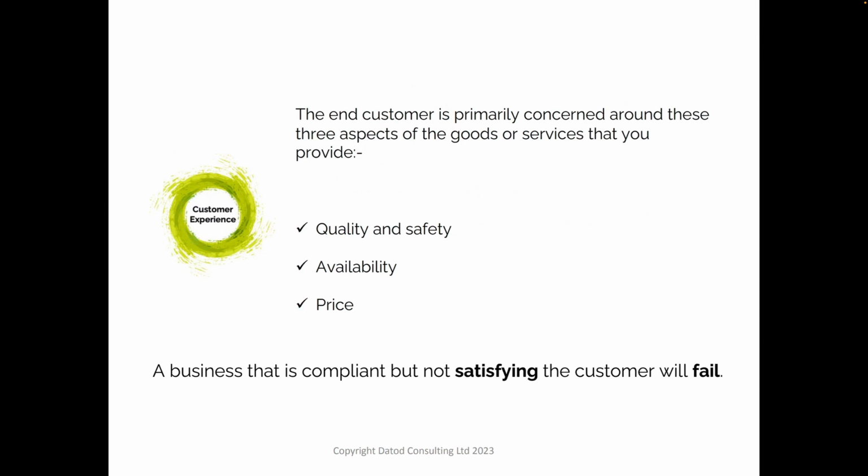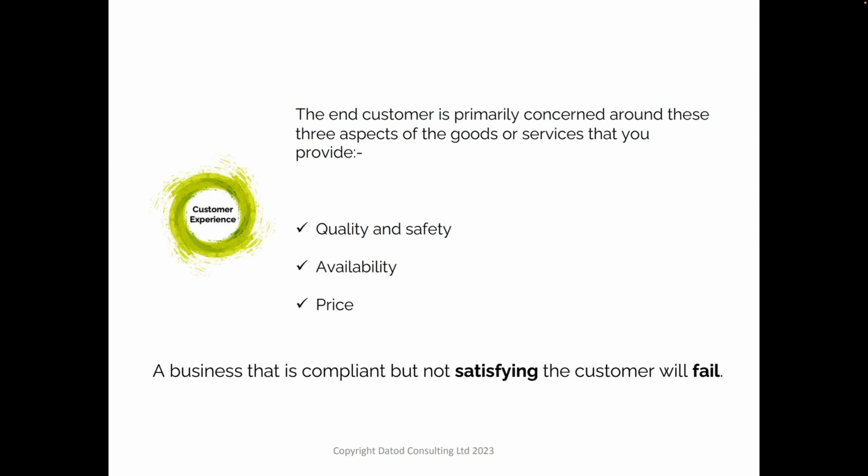Now, the end customer is primarily concerned with three things. Are they getting product that's actually of the quality they expect, and is it safe? Can they get it? Is it available? And is it the price that they're willing to pay? Now, the previous slide looks at compliance against the standards. The customers don't care about that, but for them, compliance is an expected attribute. And in many ways, a business that's compliant can actually fail if it's not satisfying the expectations of the customer in terms of quality and safety and availability and price.